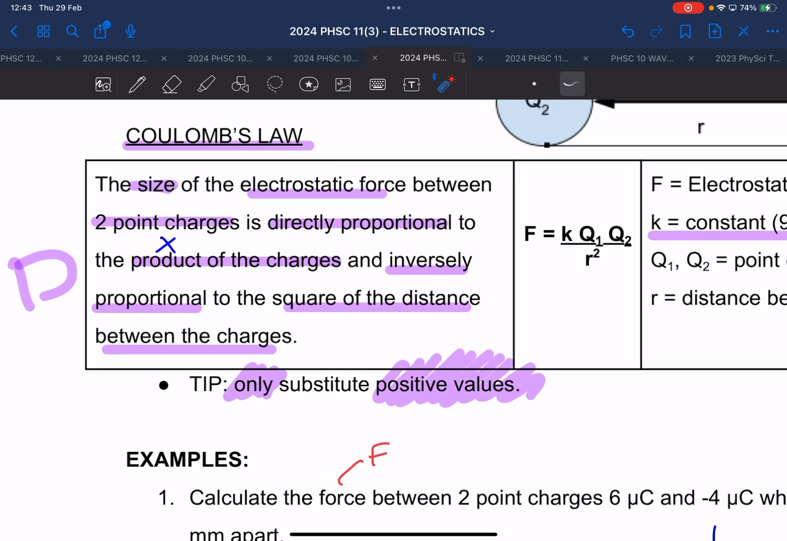It says the size of the electrostatic force between two point charges. The first thing that is different is we're not saying force, we're saying electrostatic force, so I'm looking for that word. The size of the electrostatic force between two point charges is directly proportional to the product, not of their masses, but of their charges. In matric, if you say directly proportional to the product of their masses, you get 0 out of 2 immediately, even if everything else is perfect. It's not masses, it's charges. So the product of their charges and inversely proportional to the square of the distance between the charges.